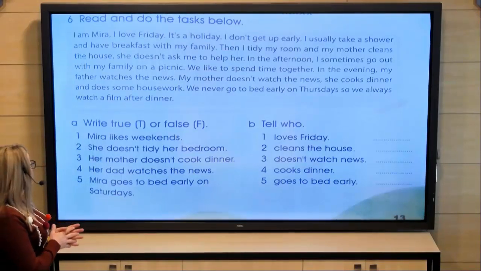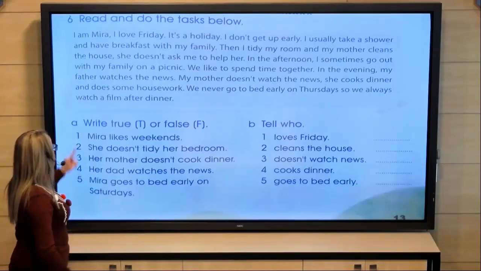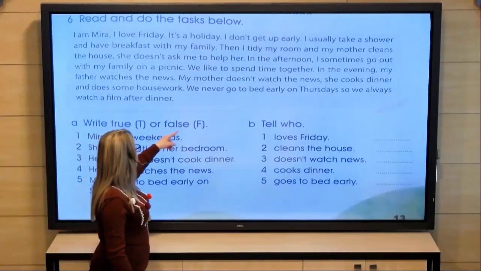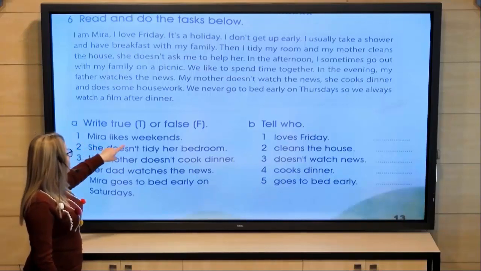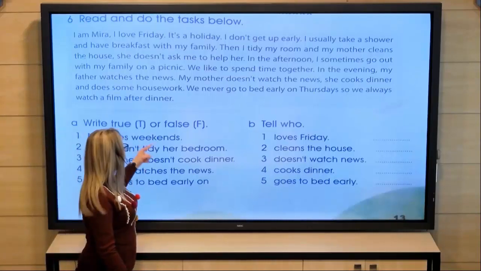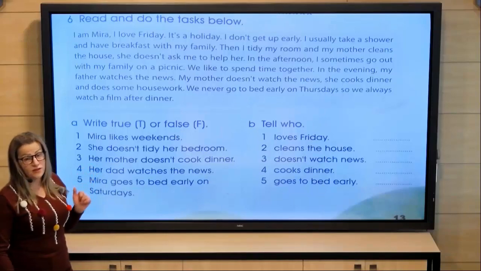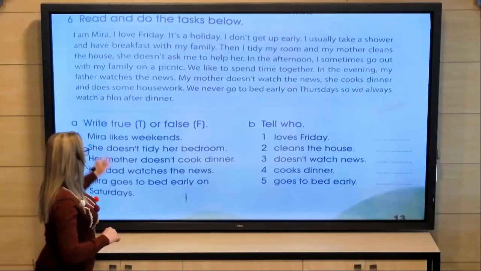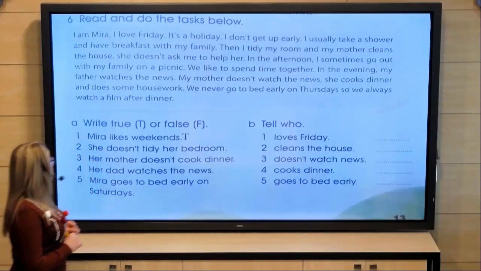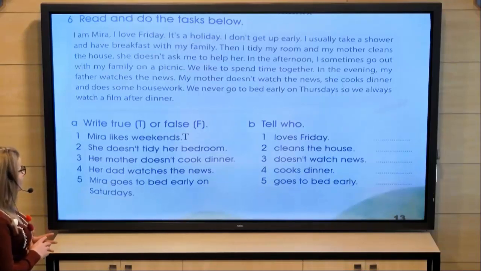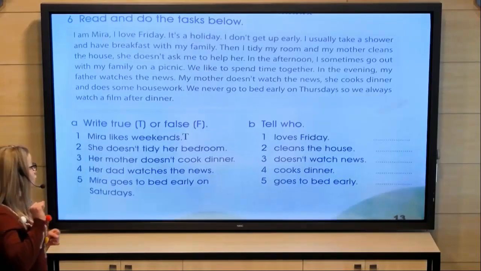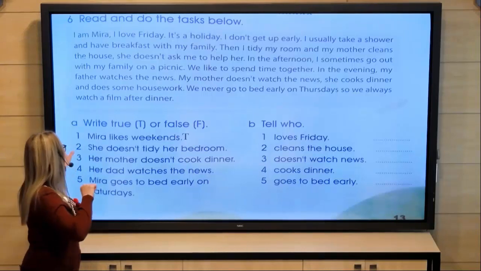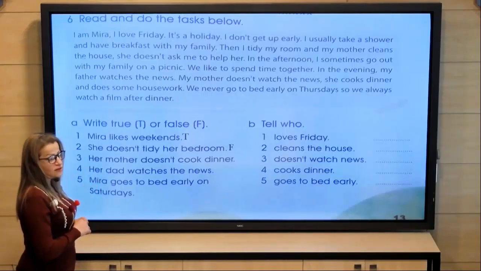Now let's do the tasks. The first task, write a true T or false F. One, Mira likes weekends. Is it true or false? It's true. Now, two, she doesn't tidy her bedroom. Is it true or false? It's false.